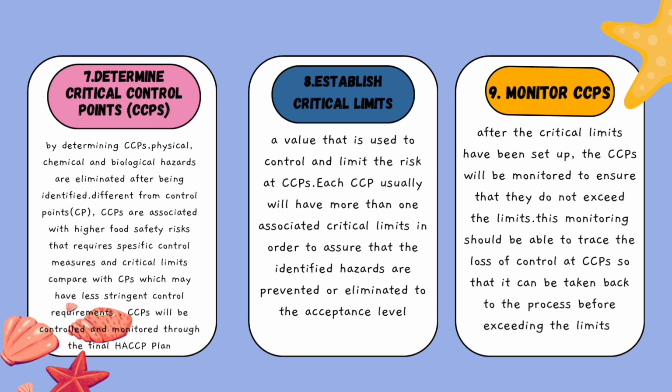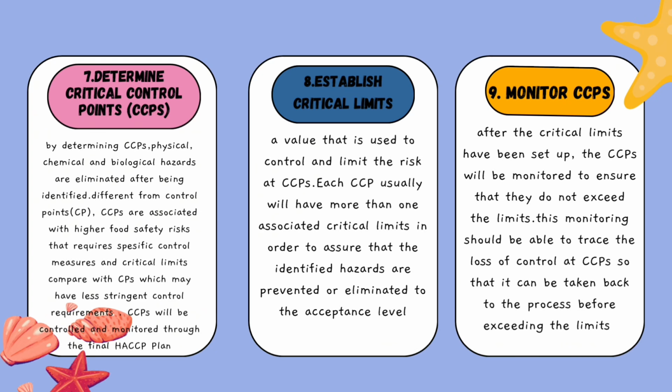The next one is establish critical limits. A critical limit is a value that is used to control and limit the risk at CCPs. Each CCP usually will have more than one associated critical limit in order to ensure that identified hazards are prevented or eliminated to the acceptable level.